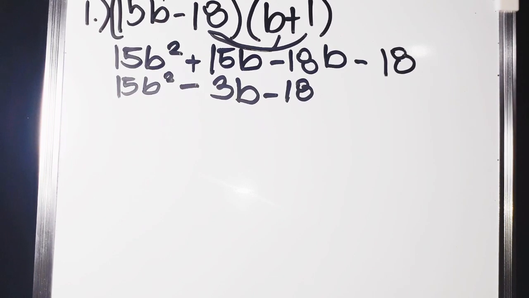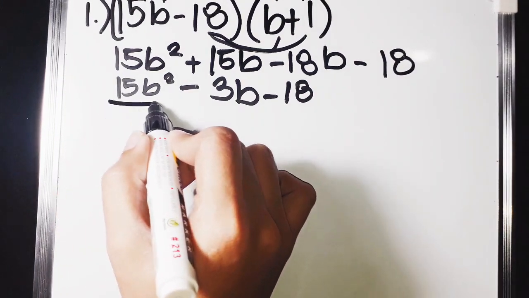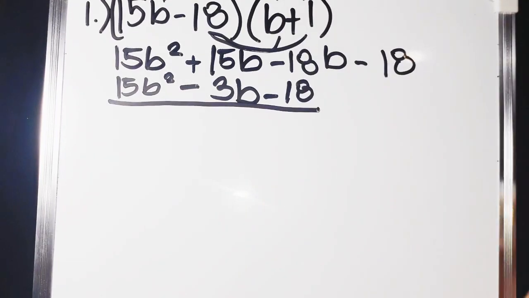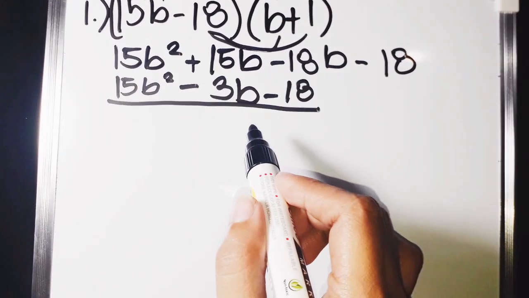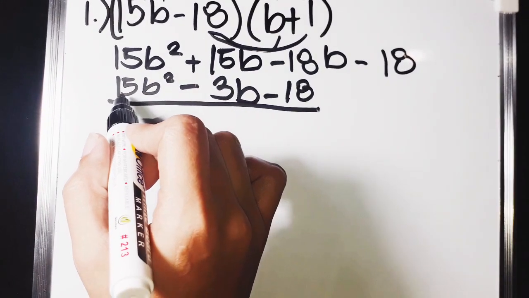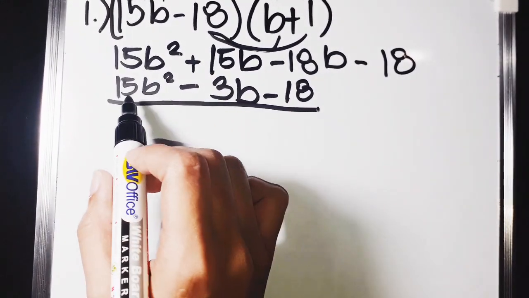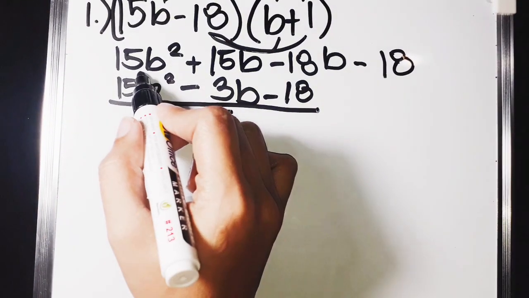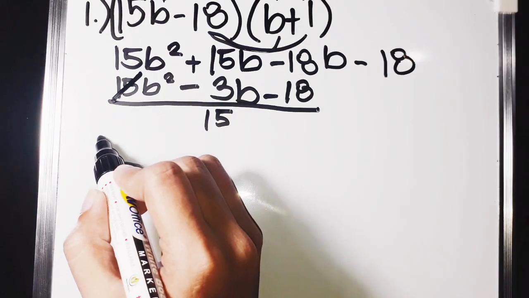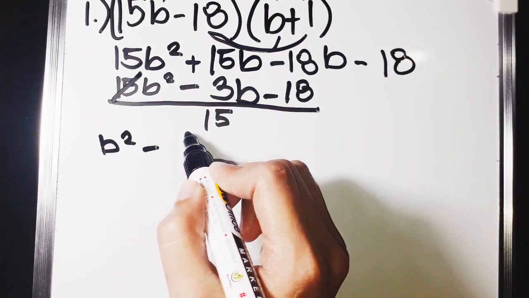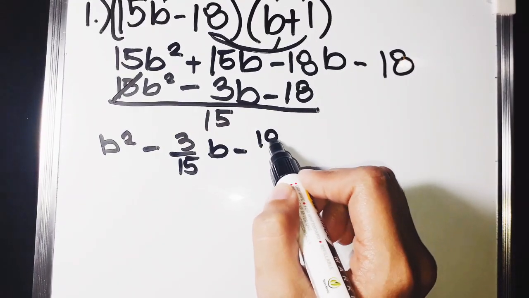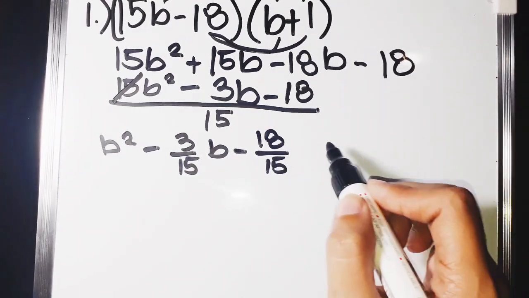Next, if you have watched my previous video, we divide the whole equation by whatever value is on the first term. And here it's 15, so divide by 15. Then cancel. Then b squared minus 3 over 15b minus 18 over 15 equals 0.